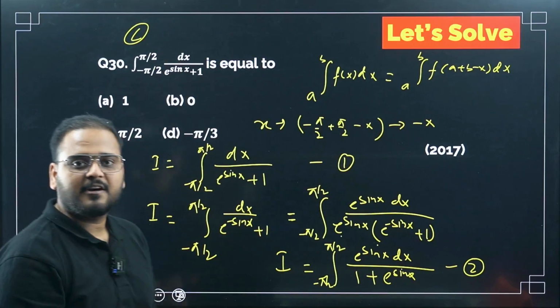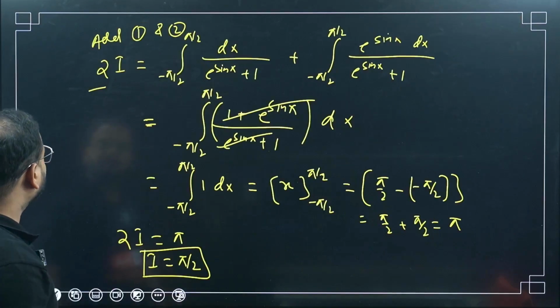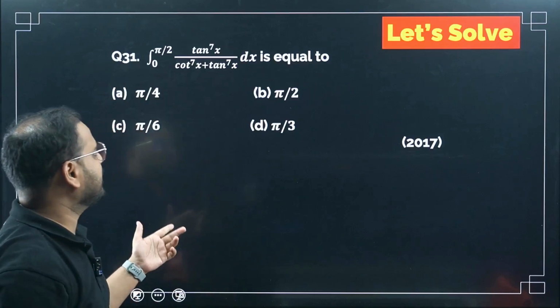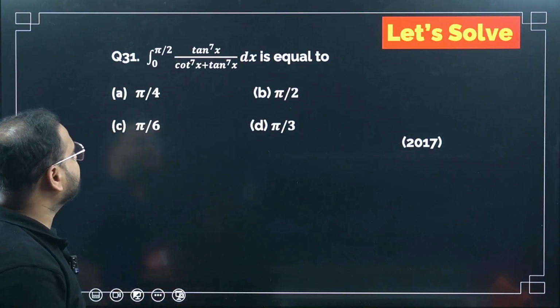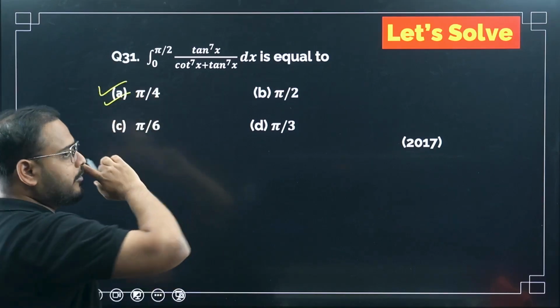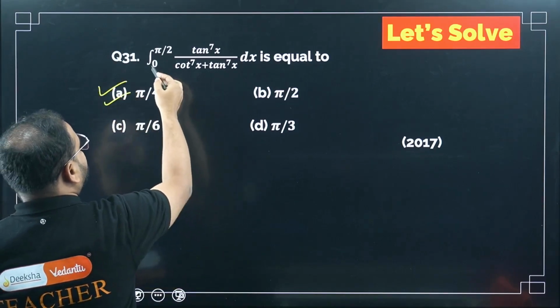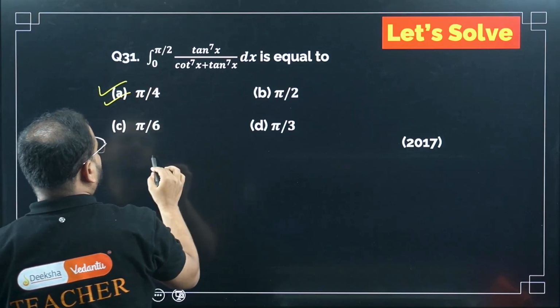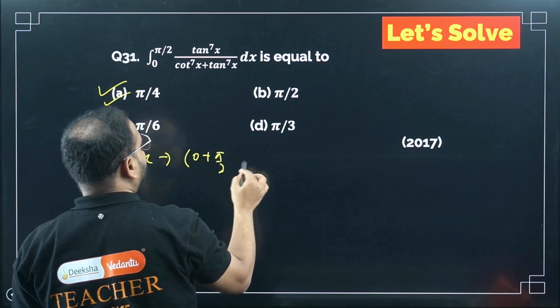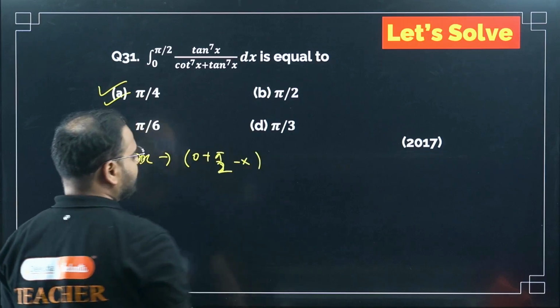Okay, simple enough. Alright, moving on. Last problem, which is the extra question. Same thing, exact same thing. Okay, what are you going to do? Tell me. I'll give you the hint. The answer should be pi by 4. What are you going to do? Replace the same way. The limit you're going to do. So replace x by 0 plus pi by 2 minus x.